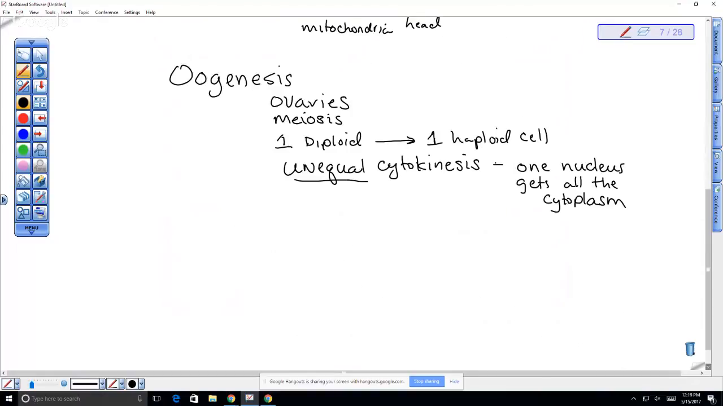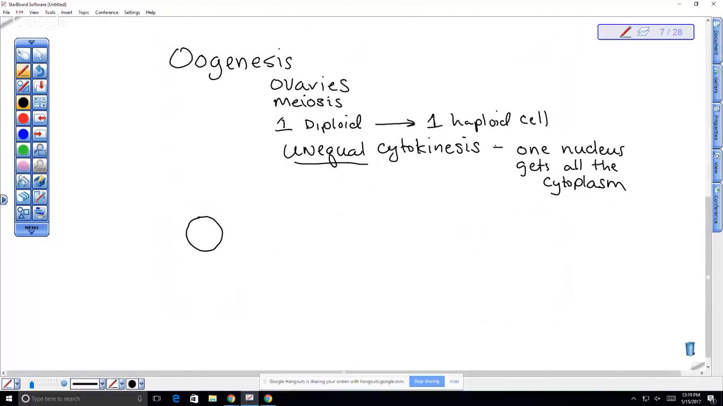So I'll show you an image of this. So this is my diploid cell with the nucleus, and it divides, and one nucleus doesn't get any cytoplasm, and the other cell gets it all. Okay. So this is diploid. That would be meiosis 1. This is called a polar body. And it actually kind of hooks on to the cell, so it would be sitting there, right? So this is the polar body. That's why it's called polar, because it's kind of on the edge of the cell, right? But this would be the polar body.